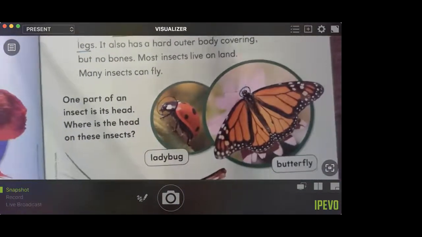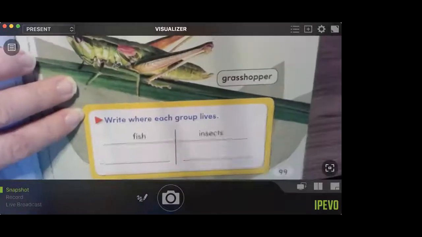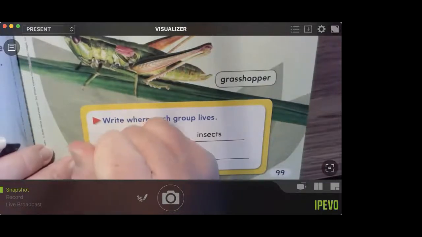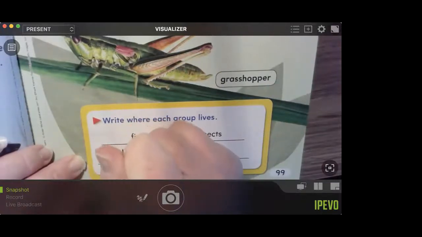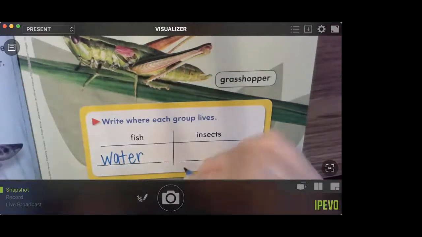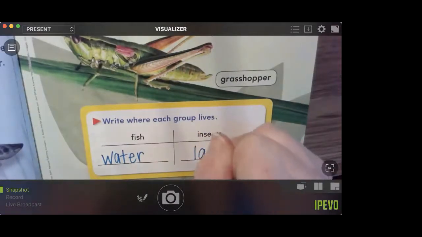Okay. All right, now write where each group lives. So fish live in the water. And insects live on land.